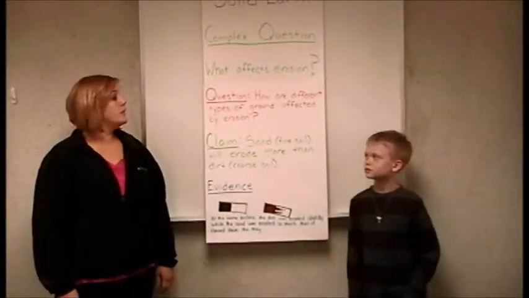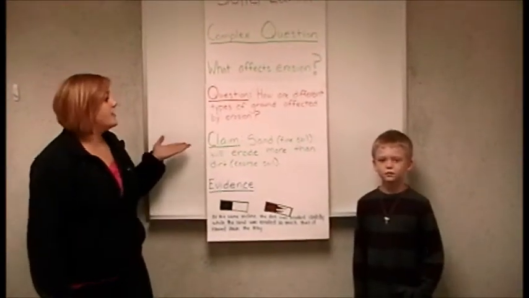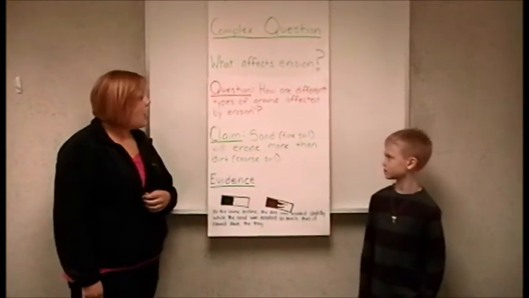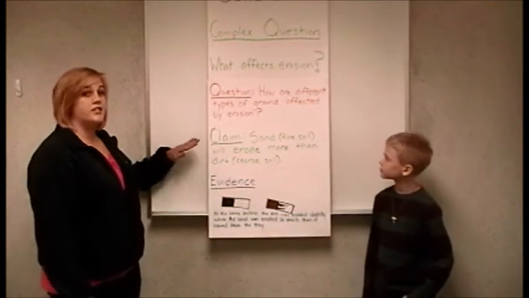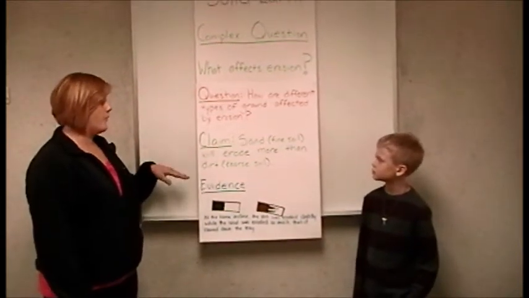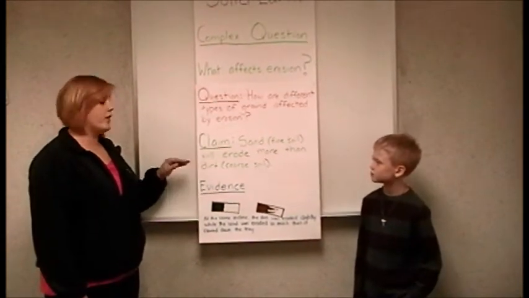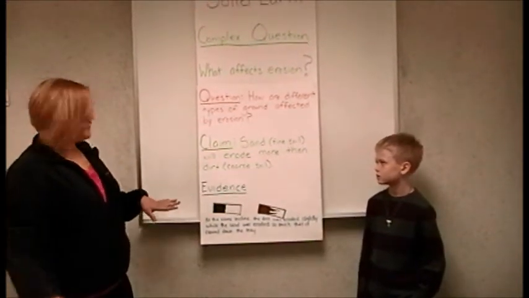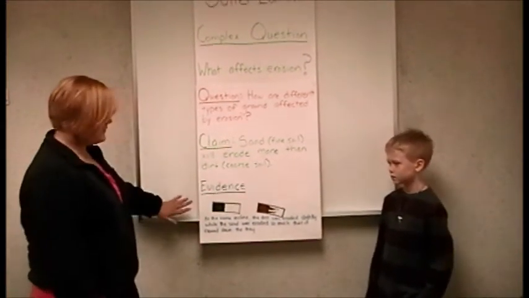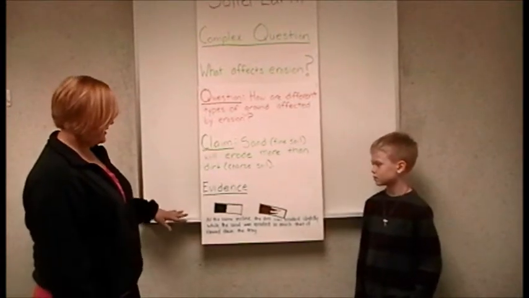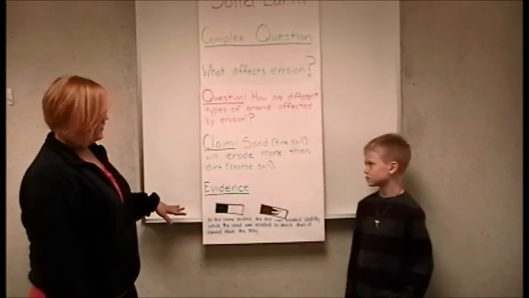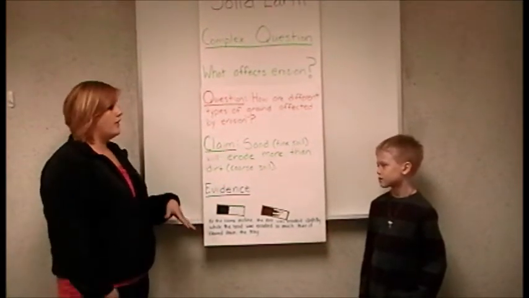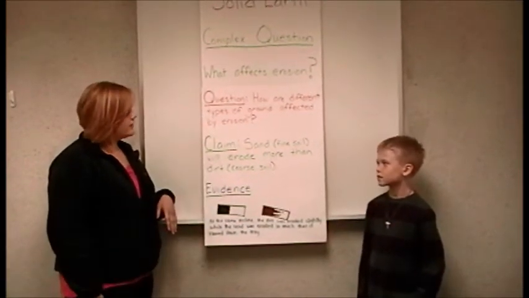All right, let's review our final testable question, which was, how are different types of ground affected by erosion? Our claim was sand, which is the fine soil, will erode more than the dirt, which was our coarse soil. And our evidence, as you saw in the experiment, at the same incline, the dirt eroded slightly, while the sand was eroded so much that it flowed down the tray. So, Austin, it looks like you were correct.